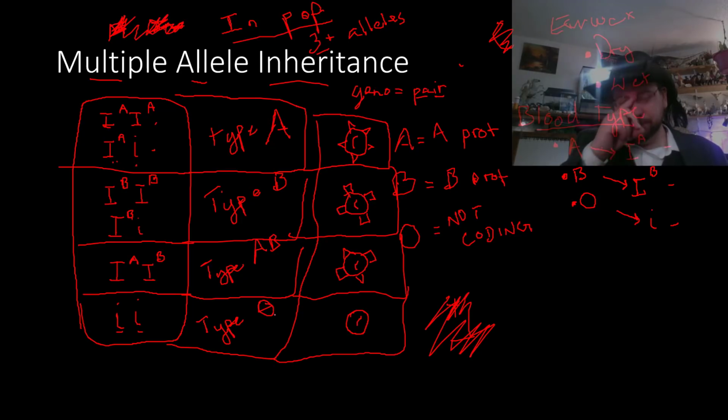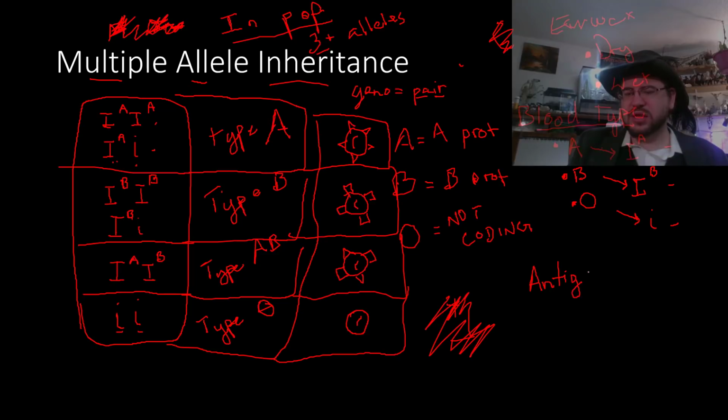Real quick tangent. The immune system will attack anything that is not you. Right? It detects these red blood cell proteins and attacks them. If something's detectable by the immune system, it's an antigen.